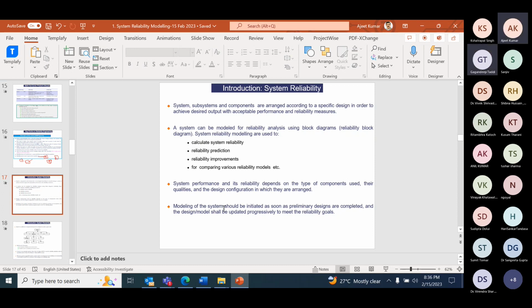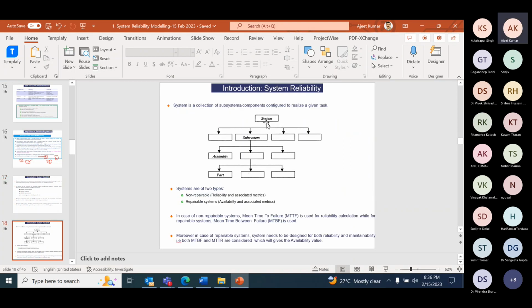The modeling of a system should be initiated as soon as some design diagram is available, a high level design. You make one design, you make one model, you compare the model, you check it, and if it is not improving, then again you change it. So we can update it like this: system, subsystems, assembly, parts. Okay, a very common thing. This is class 5 standard knowledge. Okay, how every system has been arranged.